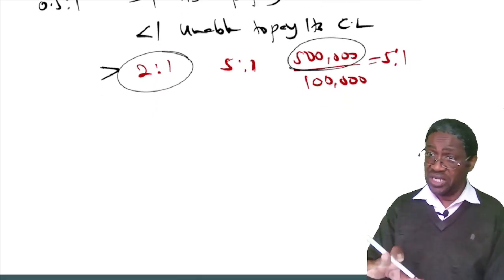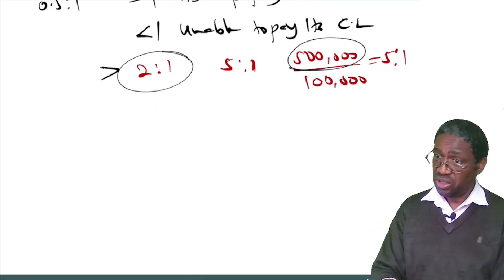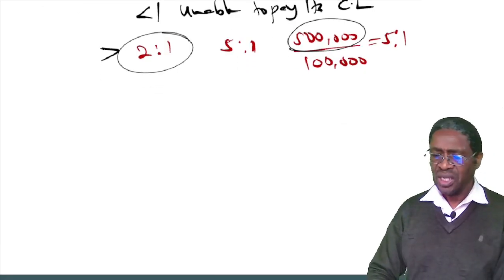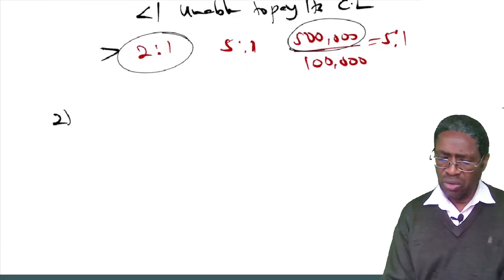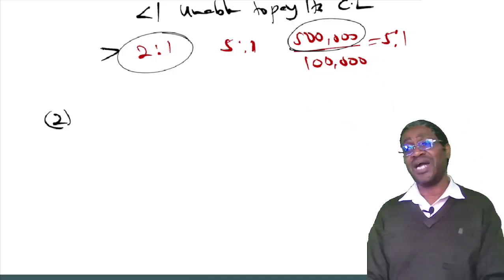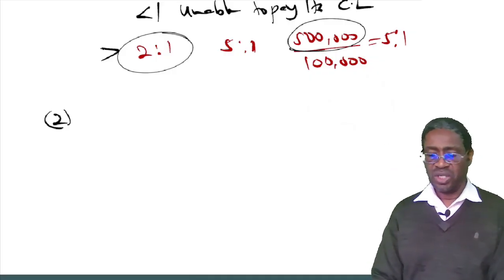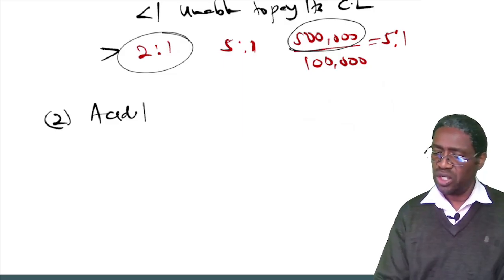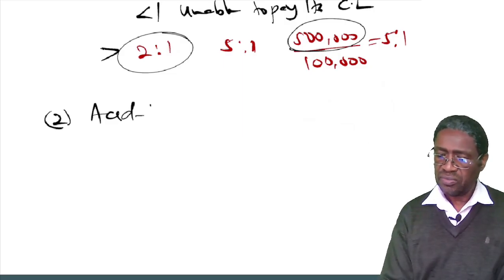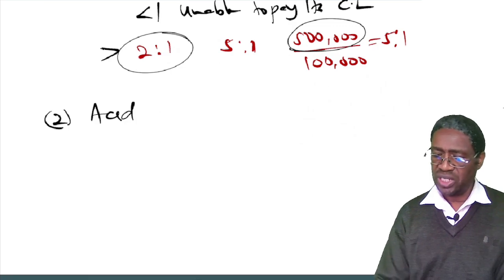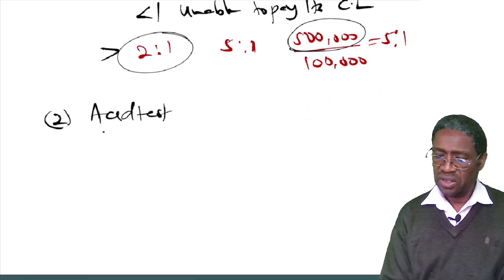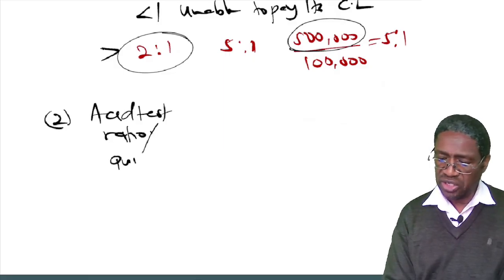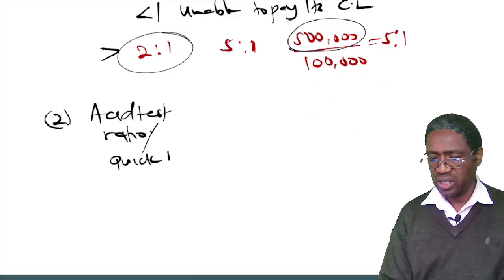We are calling it the current ratio. You there? Good. We now go to number 2, the second type of liquidity ratio, and that's a ratio we call the acid test ratio. Some books will call it the quick ratio.